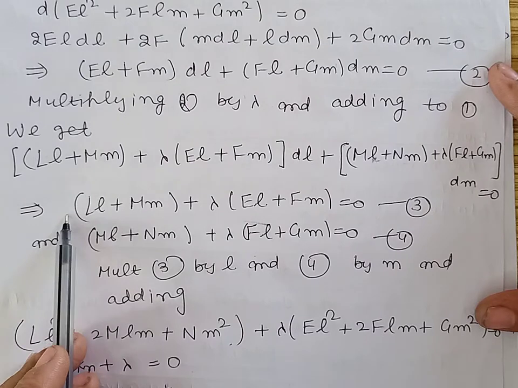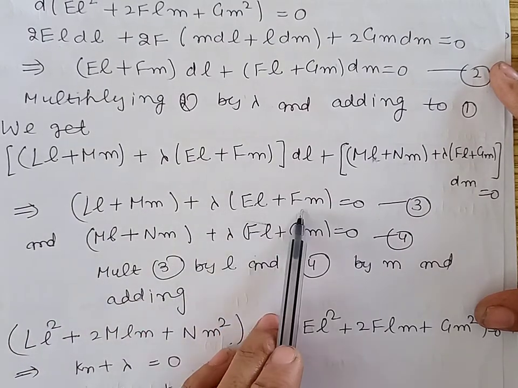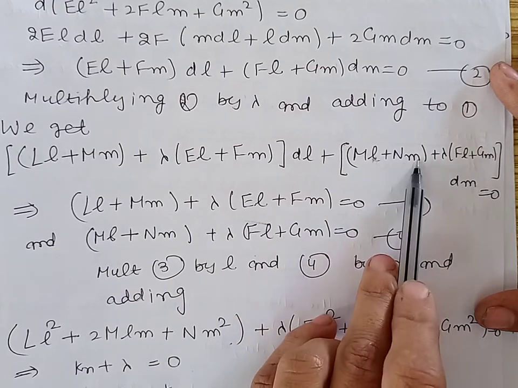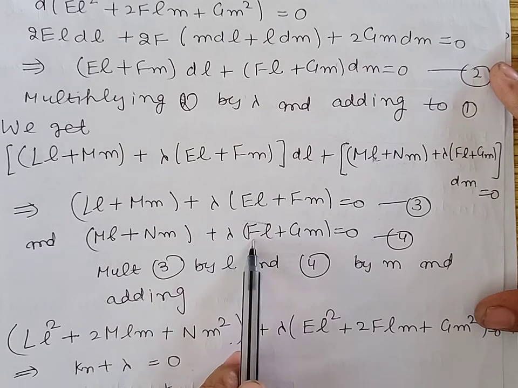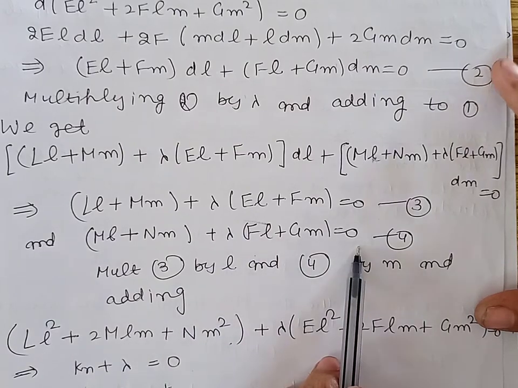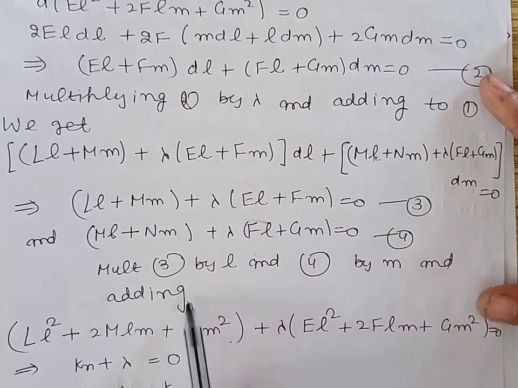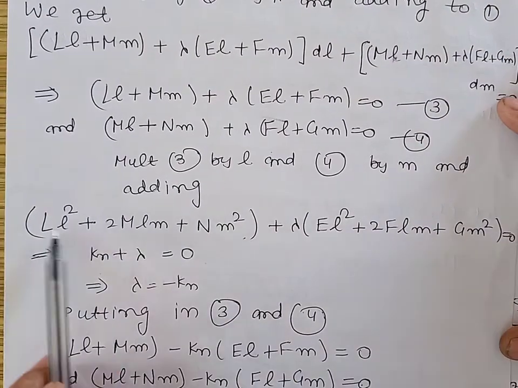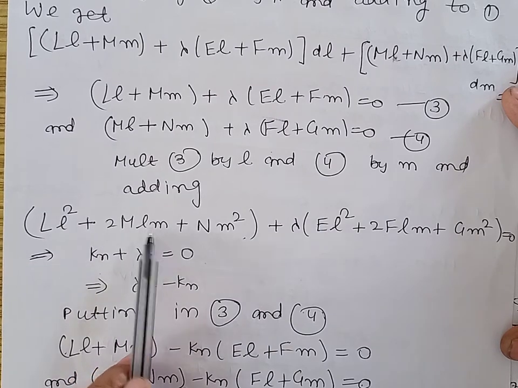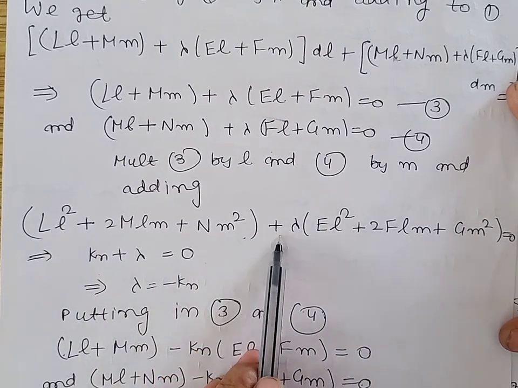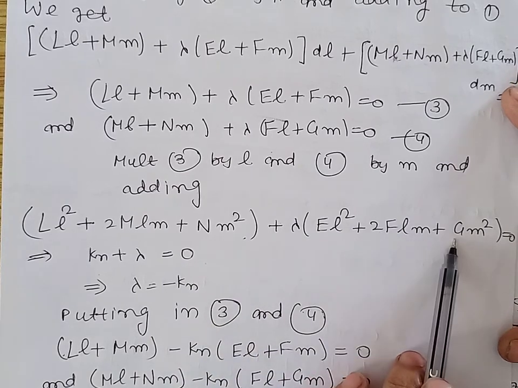So we get the equations lL + mM + λ(El + Fm) = 0, and from here Ml + Nm + λ(Fl + Gm) = 0. Now multiplying this equation by l and this equation by m and adding, we get the equation Ll² + 2Mlm + Nm² + λ(El² + 2Flm + Gm²) = 0.